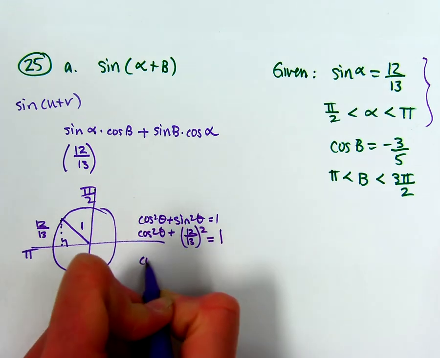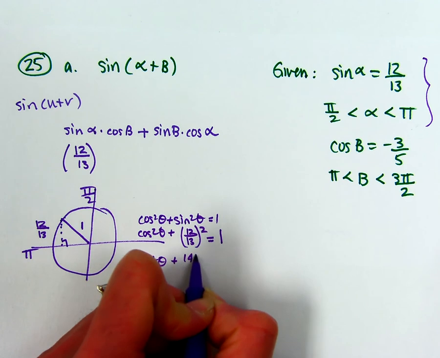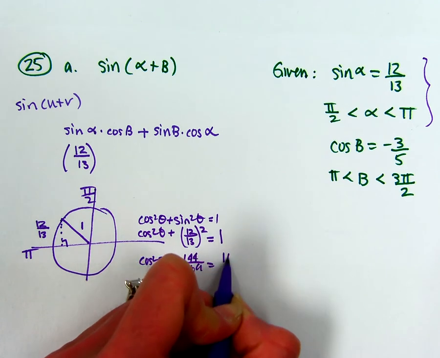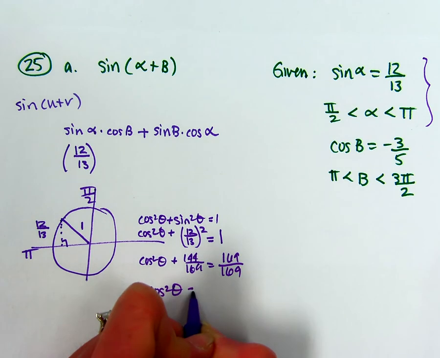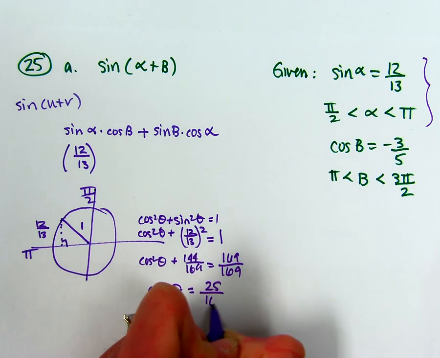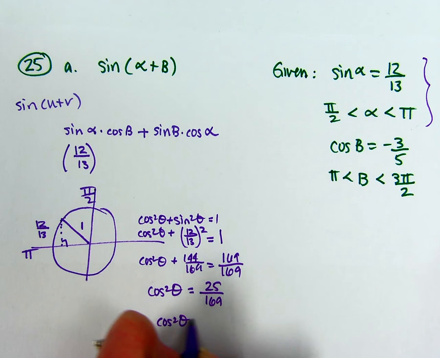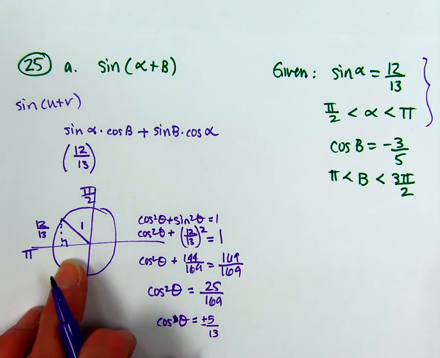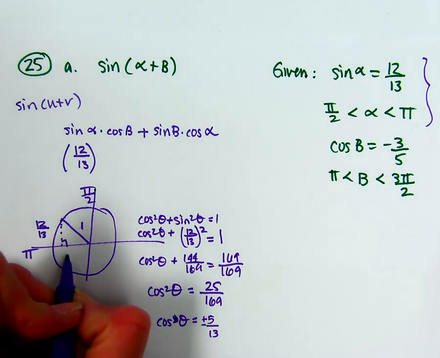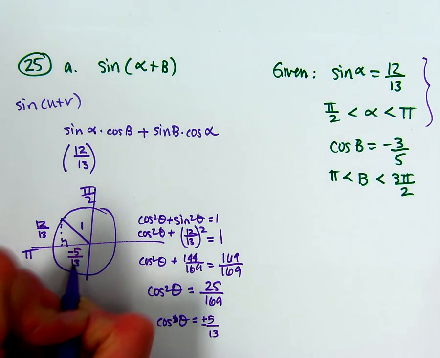So we can say cosine squared is 144 over 169, and 1, we can replace that with 169 over 169. So cosine squared is 25 over 169. And then cosine, take the square root. That would be 5 over 13. But it could either be positive or negative. So that's dependent on the quadrant. And in quadrant 2, it would be negative 5 over 13.